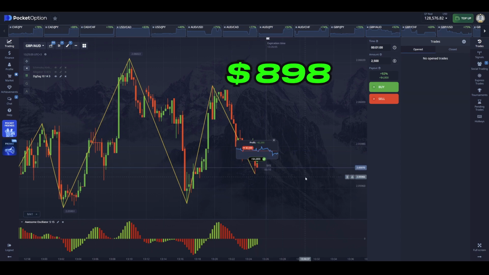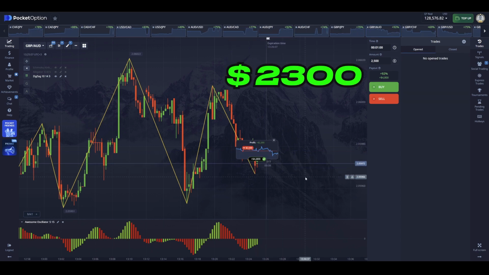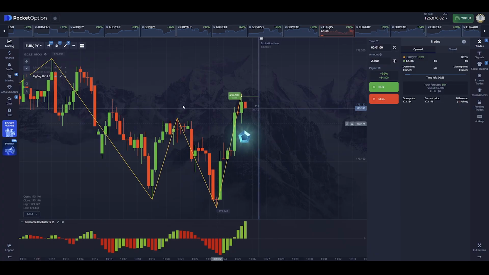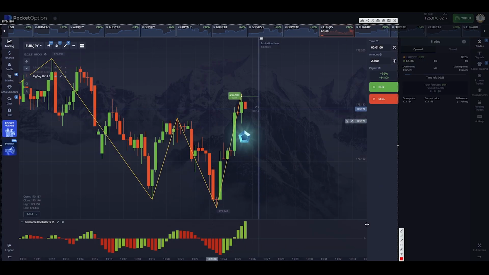Another great entry point brings me $2,300. Honestly, that's just an amazing result. And here, on the Euro-Japanese yen, we can open a buy trade, because our zigzag indicator shows that we're moving upward. We can see that it's really going up, and the histogram is right at the very top.